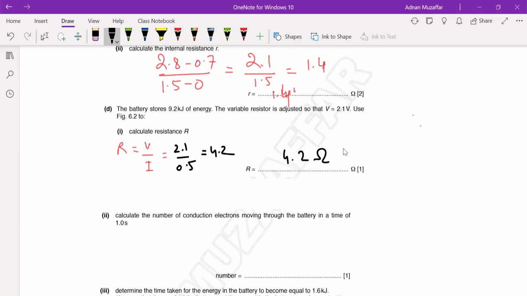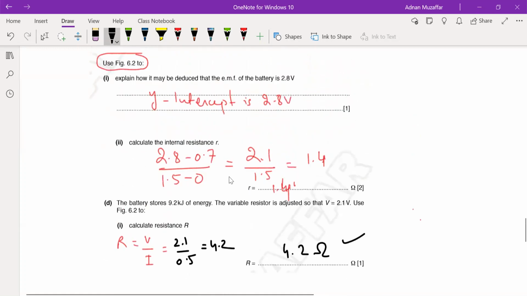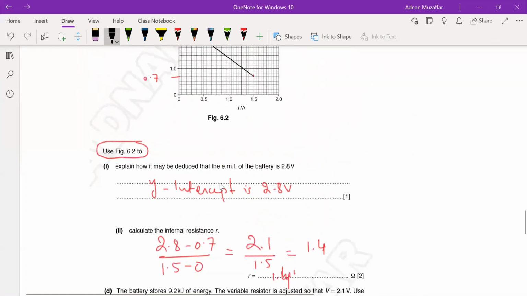Calculate the number of conduction electrons moving through the battery in a time of 1 second. अब कैसे करें जी? Number of conduction electrons. Q equals to NE ही होता है ना? Yes, sir, this formula. So you need to find Q first. Current वगैरह दिया है इसने कहीं पे? I think they gave current. You can find the current using values.